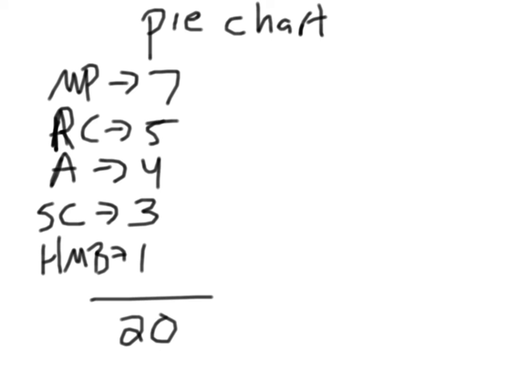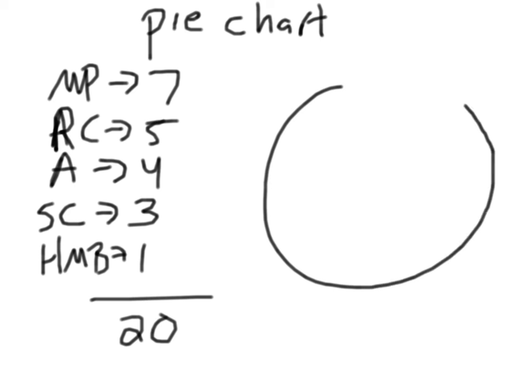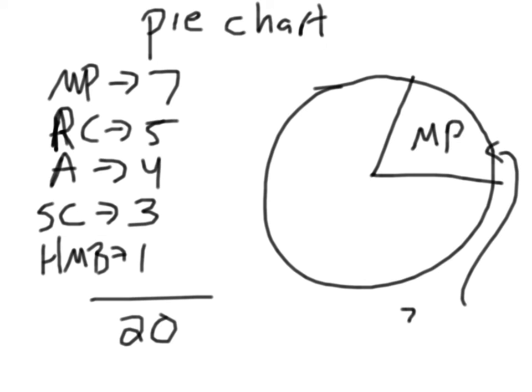So for a pie chart, you just make a big old pie, a circle, and you figure out how big the Menlo Park slice would be. In terms of degrees, how would you figure that out? It would be 7/20ths of the whole circle. We know that a whole circle is 360 degrees. It ends up being 84 degrees. So it's not bad, what I did.